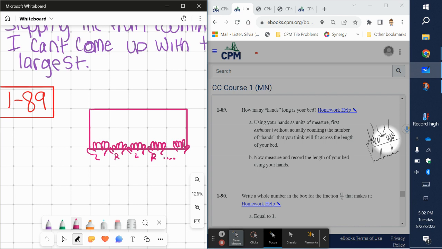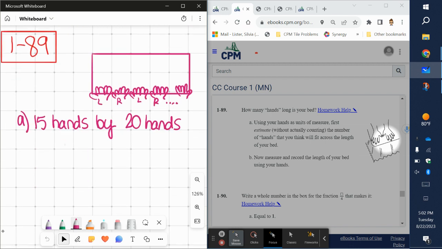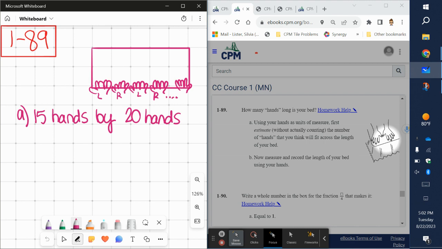So, for example, if I'm looking at my bed, I could say that I think my bed will be, I'm just going to estimate 15 hands by, let's say, 20 hands. And what's interesting is that it's going to depend on whose hands you're using as to what numbers you'll get. So now go ahead and get up and measure and record the length of your bed using your hands.